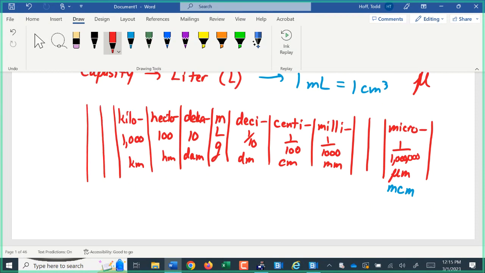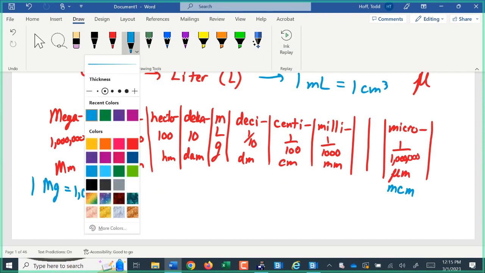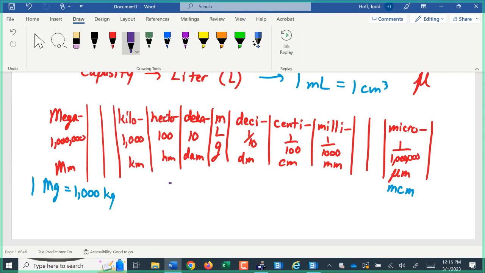And again, we skip 10,000 and 100,000, and we go to mega, which is a million. So mega was abbreviated with a capital M. So capital M, little m was a megameter, or a million meters. Now, megagram is a million grams. 1 megagram is equal to 1,000 kilograms. Because the ton was so ingrained in the customary system, they developed a metric ton.